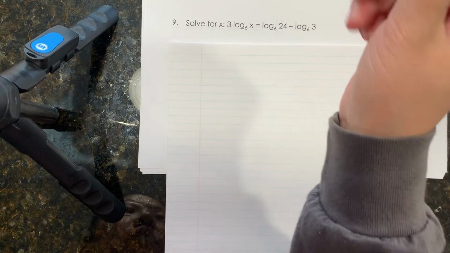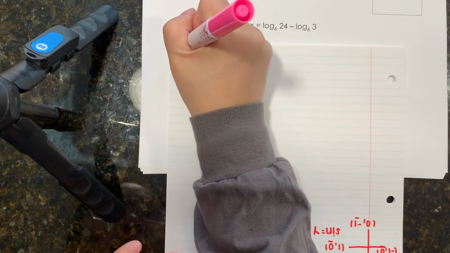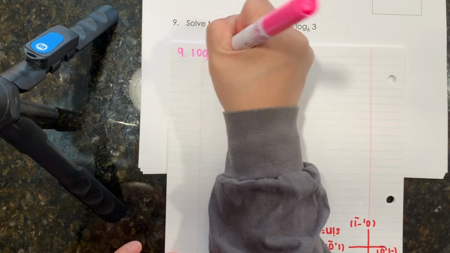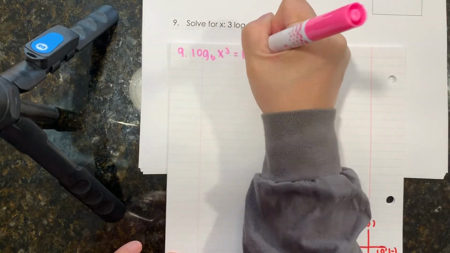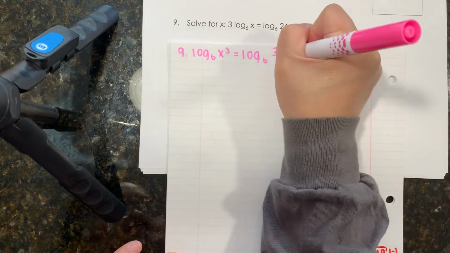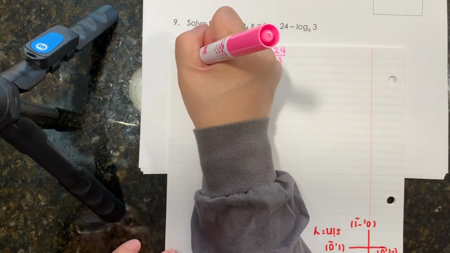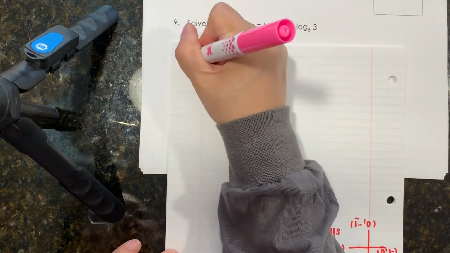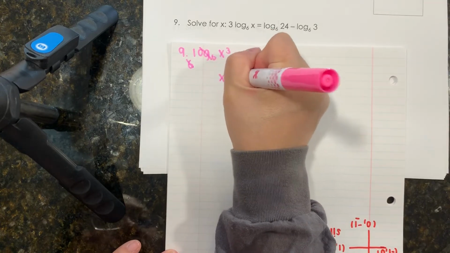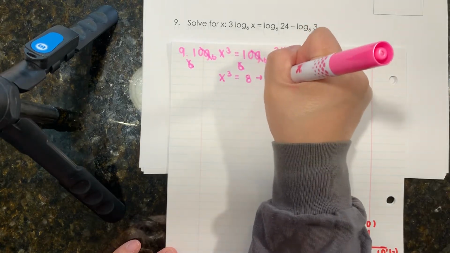So number 9, we have a number outside my logarithm, so I'm going to put that to the power. And then if I have a minus sign in between my 2 logarithms, I know I have to divide. So for number 9, I have log 6 of x cubed equals log 6 of 24 divided by 3. Now when I want to get rid of my log 6, I'm going to raise both sides to the power of 6. So it would be 6 to the log 6, and that cancels. And now I'm left with x cubed is equal to 8. And therefore, x is equal to 2.